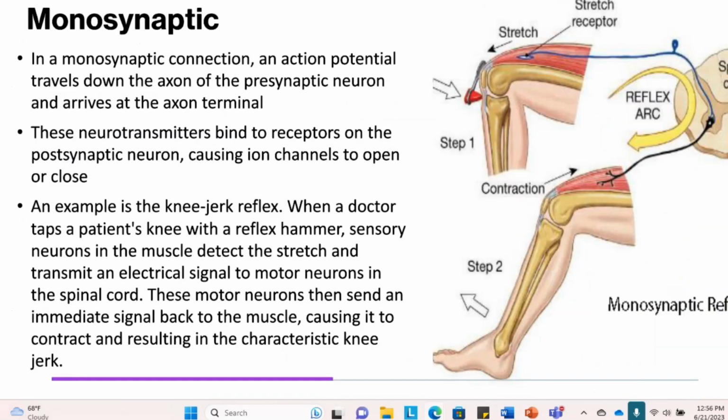And then next we have monosynaptic. So in a monosynaptic connection, an action potential travels down the axon of a presynaptic neuron and arrives at the axon terminal. So these neurotransmitters bind to the receptor on the postsynaptic neuron, causing ion channels to open and close. An example here would be the knee-jerk reflex. So when a doctor taps the patient's knee with the hammer, sensory neurons in the muscle detect the stretch and transmit an electrical signal to the motor neurons in the spinal cord. And then these motor neurons send an immediate signal back to the muscle, causing it to contract. And then it causes the knee-jerk movement.